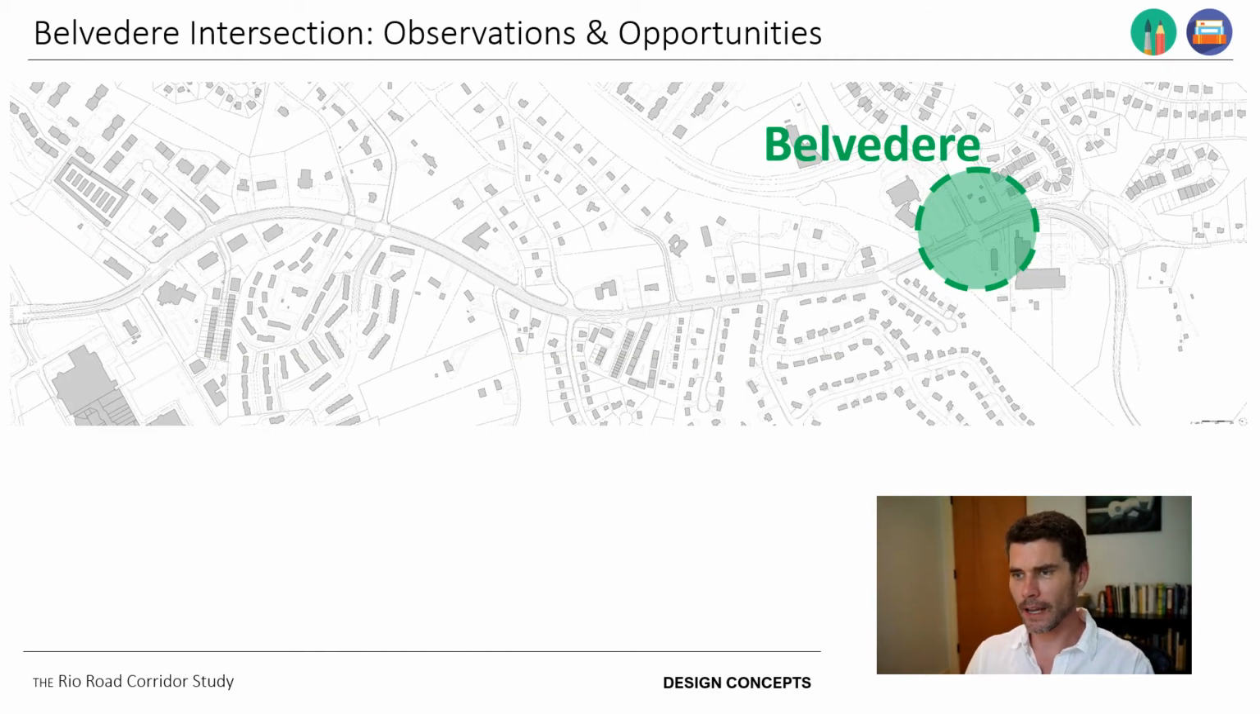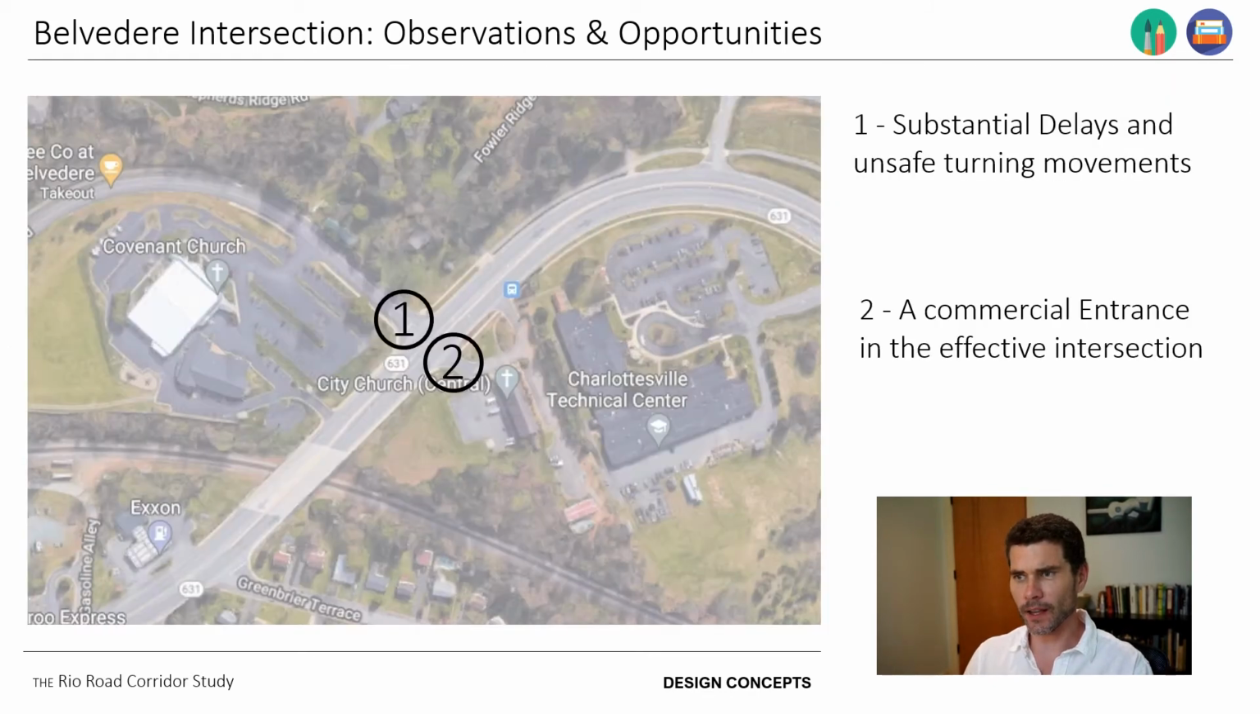Next, let's have a look at the Belvedere intersection. At this intersection, we know that there are substantial delays. And those delays happen mostly during the peak hour, but it's not only a delayed turning movement, it's also a very unsafe turning movement because vehicles wanting to turn left from Belvedere to go south on Rio or John Warner have to cross several lanes of traffic in both directions. That is really a complex turn to make, especially at the peak hour, and that results in some crashes, which we'll talk about in just a moment.